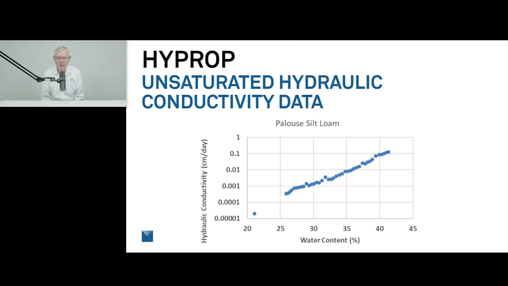And in this slide, we show a graph of unsaturated conductivity as a function of water content. This is for a Palouse silt loam. The saturation for this soil is around 52%. And if we were to put in the graph the saturated conductivity, it would be several centimeters a day. You can see that by 25% water content, the conductivity is decreased by more than a factor of 1,000. We're down below 0.001 centimeters a day.